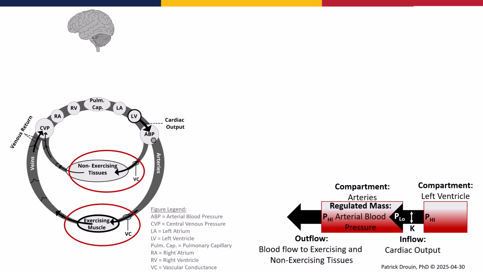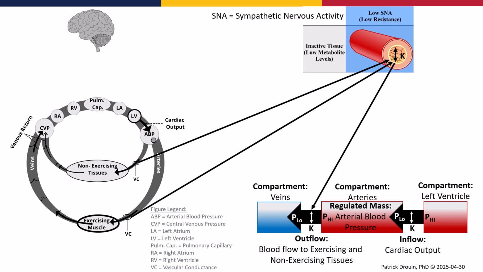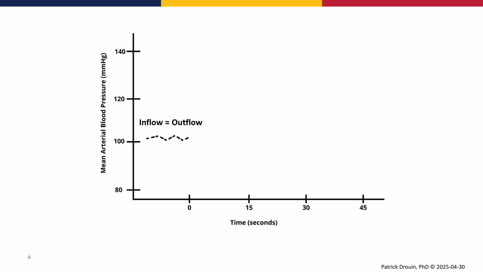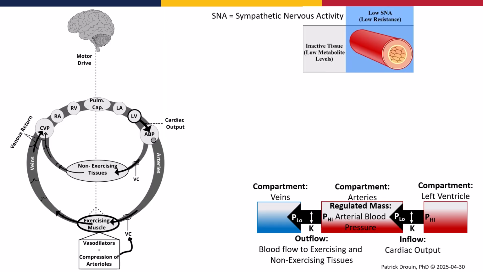This flow is dependent on arterial blood pressure as the high pressure, venous blood pressure as the low pressure, and conductance is dependent on how dilated arterioles are throughout the entire body. At rest, inflow and outflow of blood from the arteries is balanced, therefore arterial blood pressure is stable. At the onset of exercise, there is an increase in motor drive.